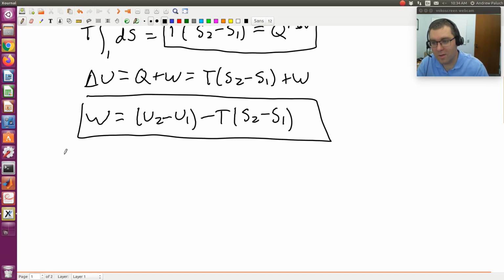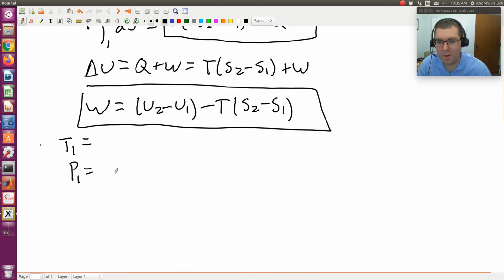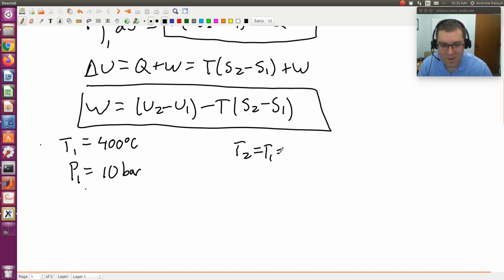And so let me write down my state variables. I need T1 and P1. So T1 is 400 degrees C and P1 is 10 bar. So we're at 400 degrees C and 10 bar. Okay, and note that T1 is equal to T2 is equal to T, right? So I'll just call this T. T2 is equal to T1, and I'm just going to call it T, equal to 400 degrees C. And my final pressure is 5 bar.